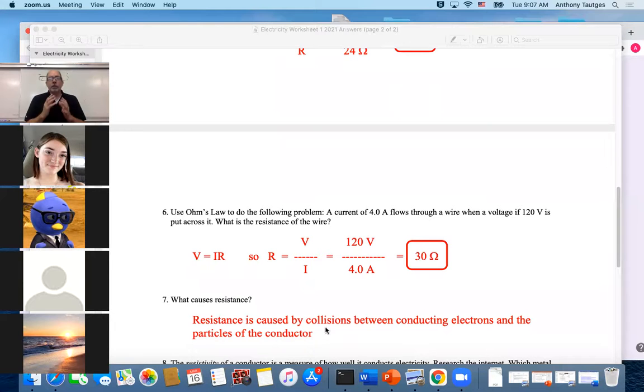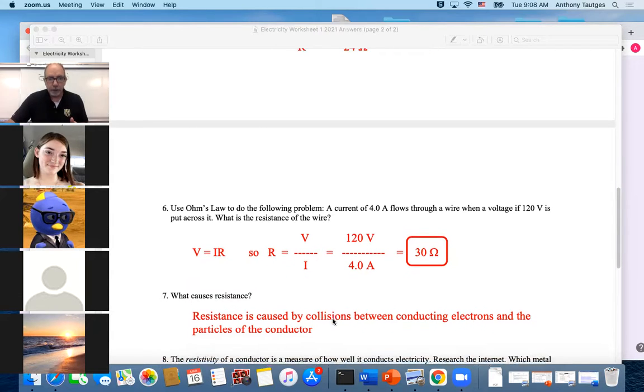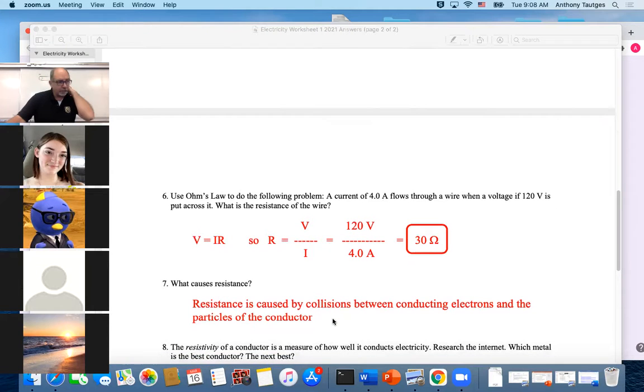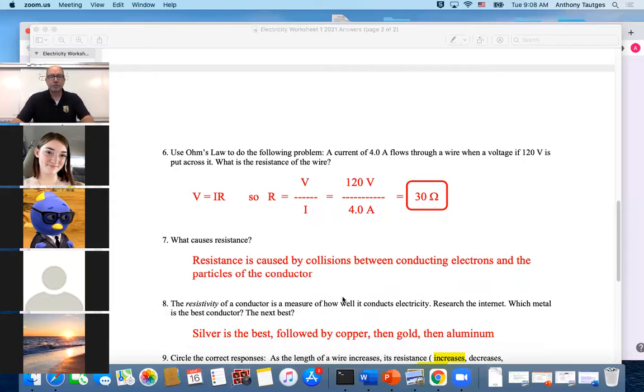Now, different materials have different resistance. So what does resistance depend on? Well, for one thing, it depends on the type of metal, the type of conductor. And resistivity is a word that is a measure of how well it conducts. Different metals conduct better than others, and the best one is silver. Silver is the best conductor.